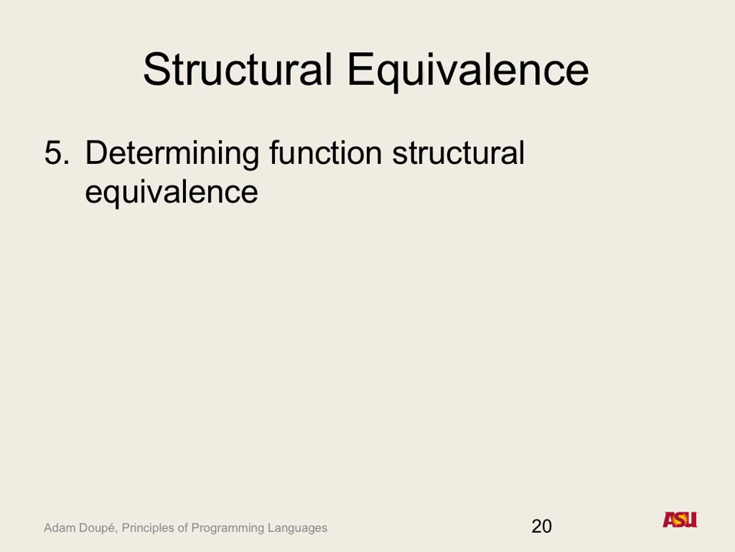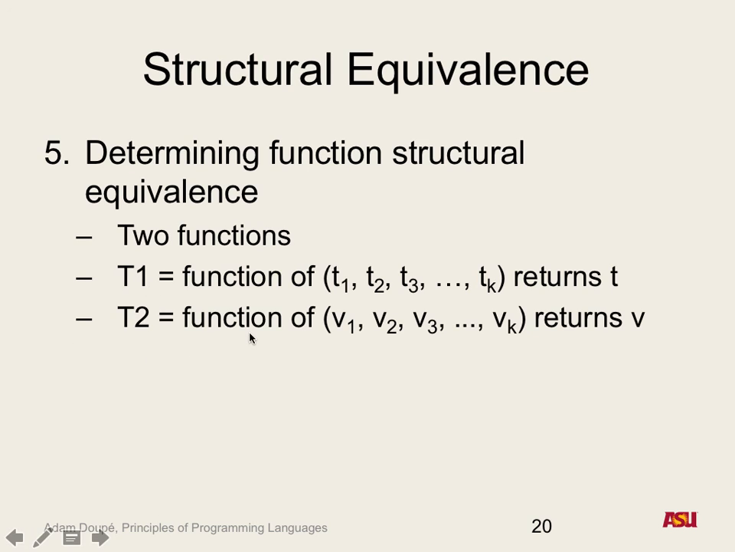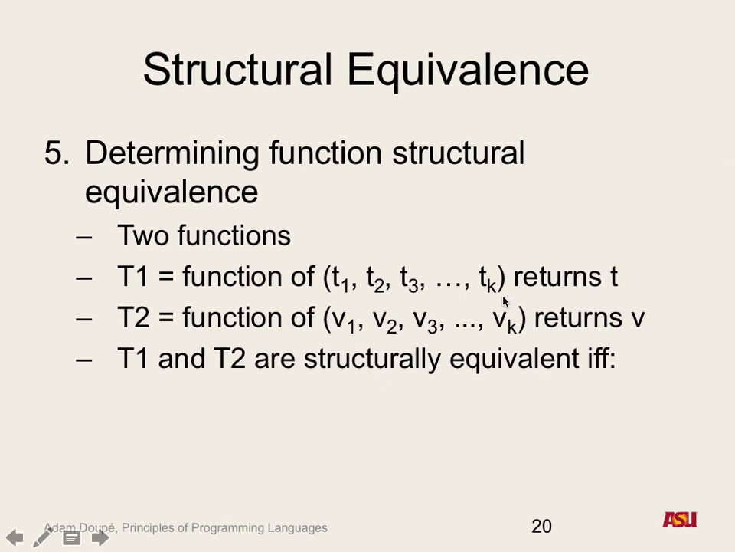Right? Cool. Now, what about function structural equivalence? So we have two functions, T1 and T2. So what should be true about their number of parameters? Should be the same, right? That's with K. So what else should be the same?